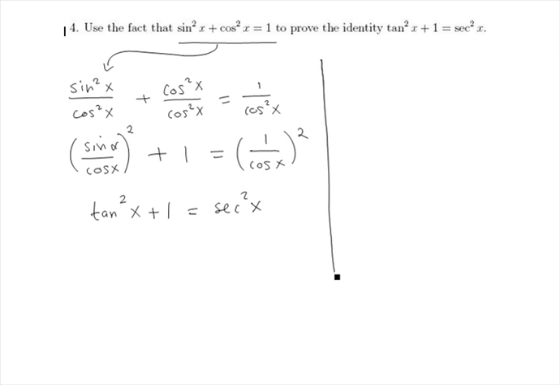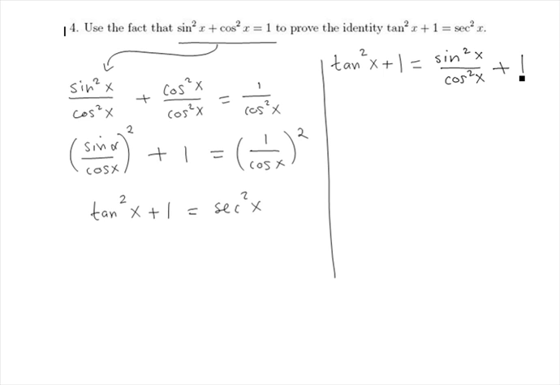Alternatively, if we wanted to prove this identity or verify this identity directly, that is, starting with the left-hand side, showing that we can do a little algebra and reduce it to the right-hand side, we could also do that, because we could write tangent squared as being sine squared x over cosine squared x, plus 1.